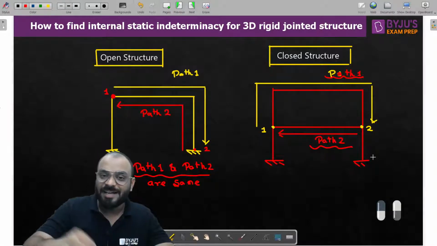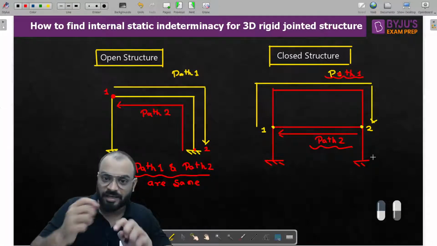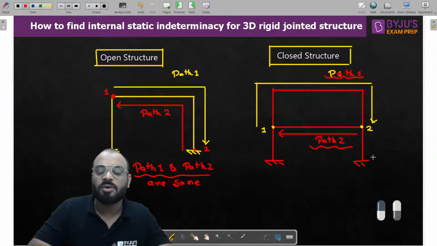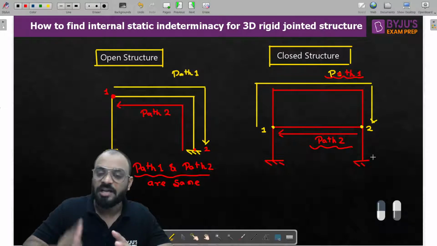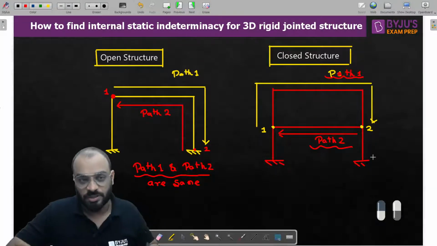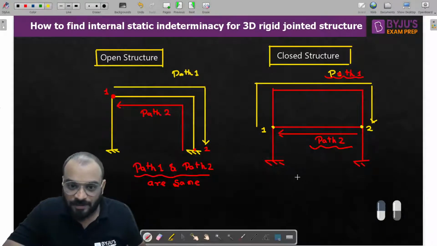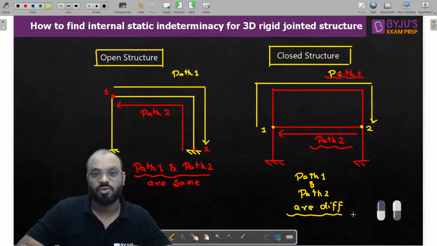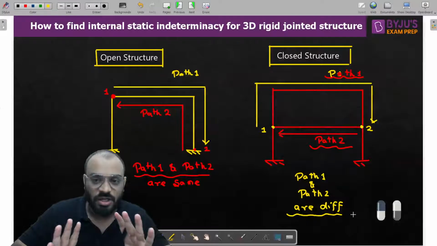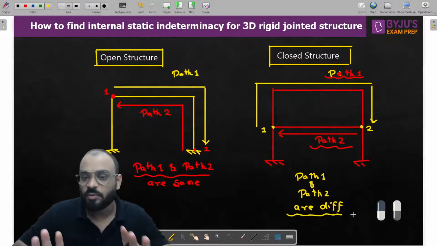So without retracing the same path, I can move to point number 1 again, right? That means our path number 1 and path number 2 are different, and that's why this structure is a closed structure. Clear? In this case, path 1 and path 2 are different. That's why it is a closed structure. Crystal clear to all of you? Now I think you are able to understand what is open and what is closed.